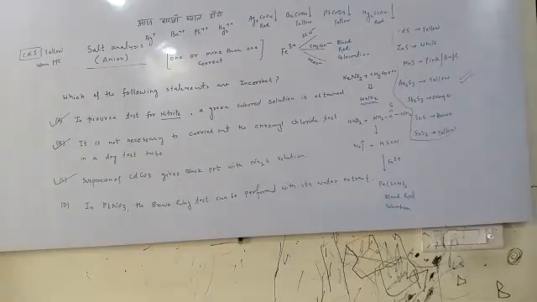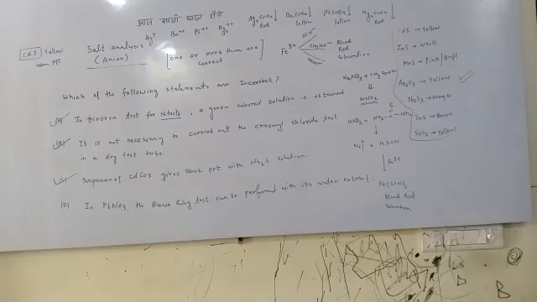It's incorrect. Why is it incorrect? Because the brown ring test involves H2SO4, so it will give a precipitate of lead sulfate with it. Yes, so the brown ring will become invisible because of the presence of the precipitate.